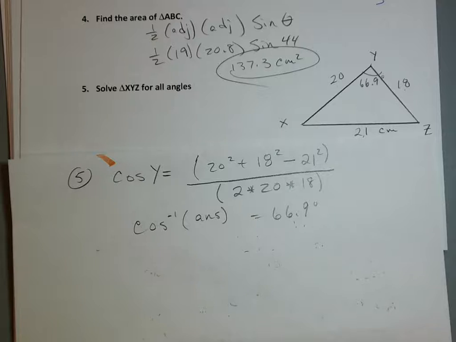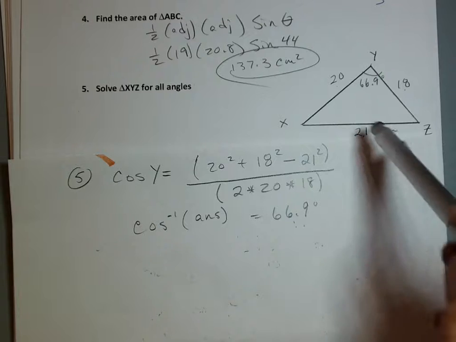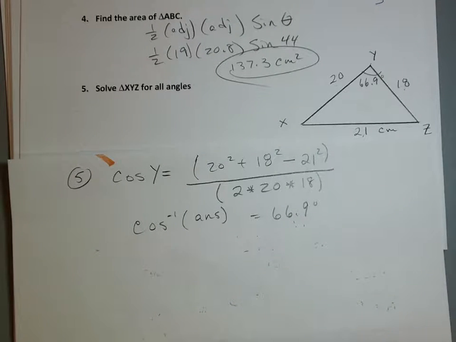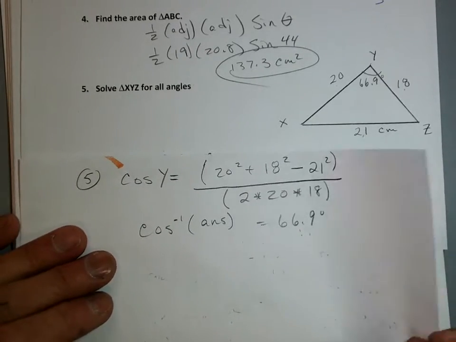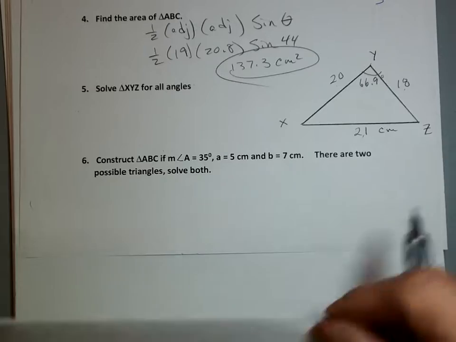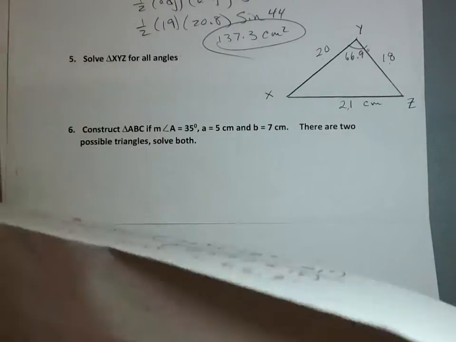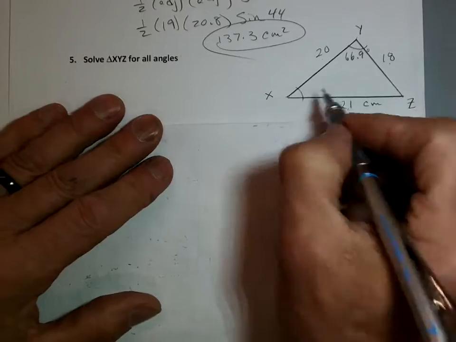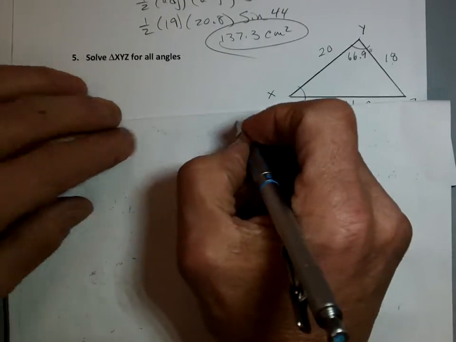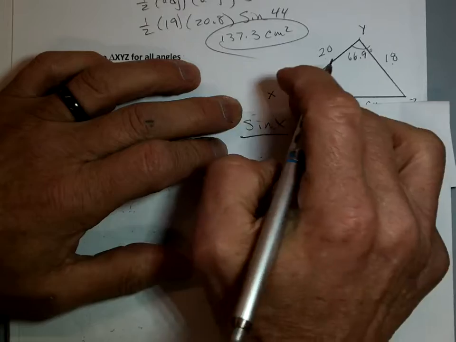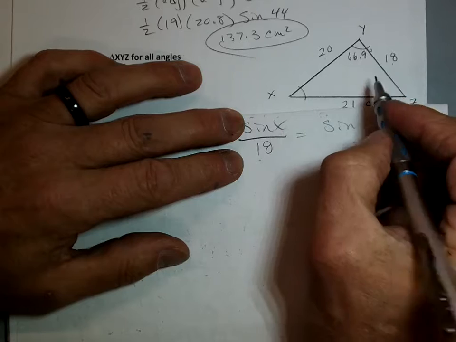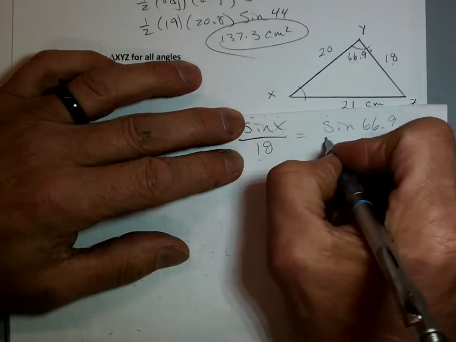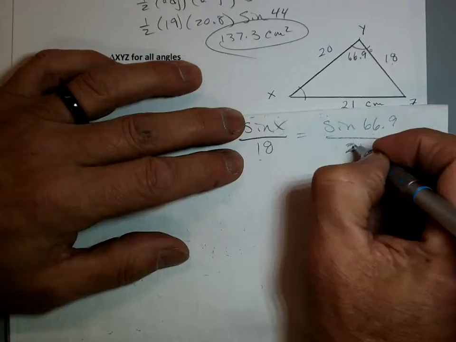So far, so good. Now, you've got two choices. You could do the law of cosines again. You could do the same formula again if you wanted to for either x or z, and that works. I'm going to use the law of sines because I think the law of sines is easier to do. So with the law of sines, I'm going to set up my opposites, right? Let's pick x. It doesn't really matter. So I'll go sine of angle x over 18 equals the sine of 66.9 over 21. Okay, opposites.